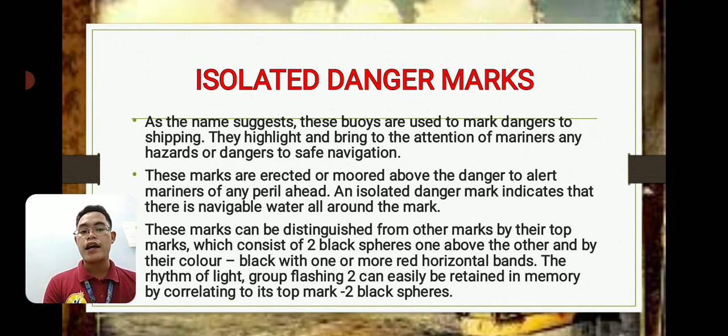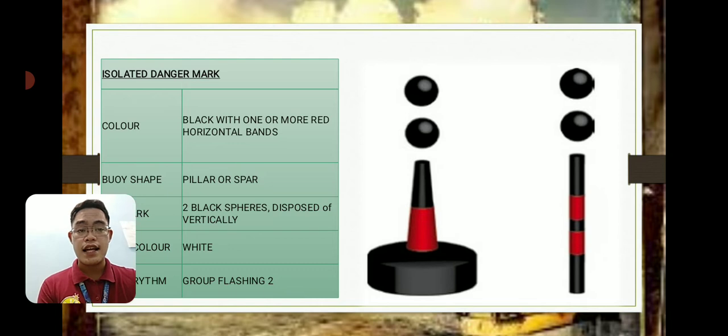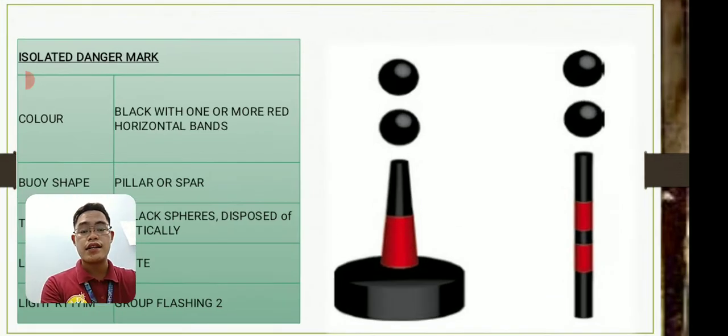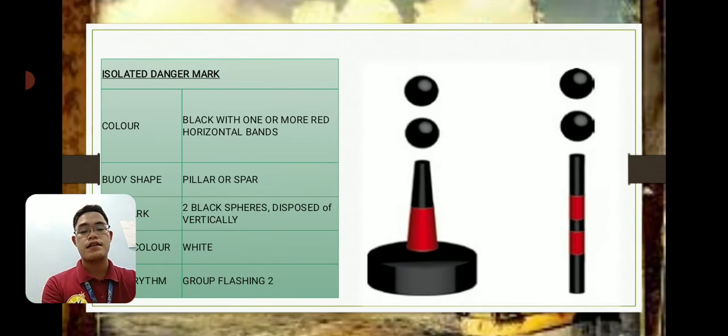The rhythm of light, group flashing two, can easily be retained in memory by correlating it to its top mark, two black spheres. So for the next, we'll see the example. These pictures show the isolated danger marks. From the word itself, danger, these are the marks that warn you of the isolated danger. For the color, black with one or more red bands; for the top mark, two black spheres; and the rhythm, group flashing two.